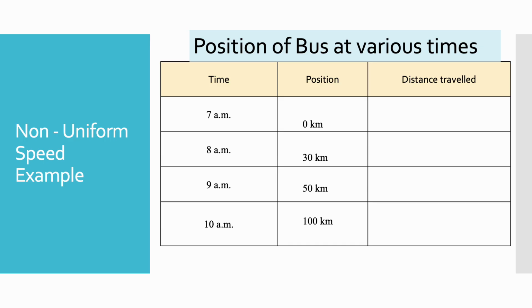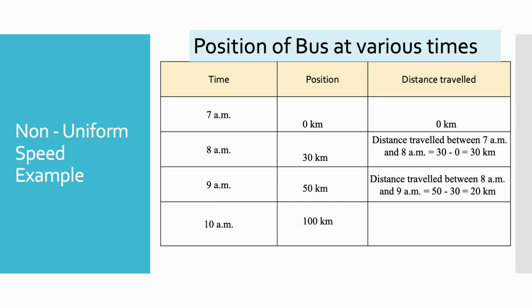Now let's find the distance traveled. At 7 a.m. the distance traveled is 0 kilometers. The distance traveled between 7 a.m. and 8 a.m. is 30 minus 0, which is 30 kilometers. Distance traveled between 8 and 9 a.m. is 50 minus 30, which is equal to 20 kilometers. And the distance traveled between 9 a.m. and 10 a.m. is 100 minus 50, which is 50 kilometers.